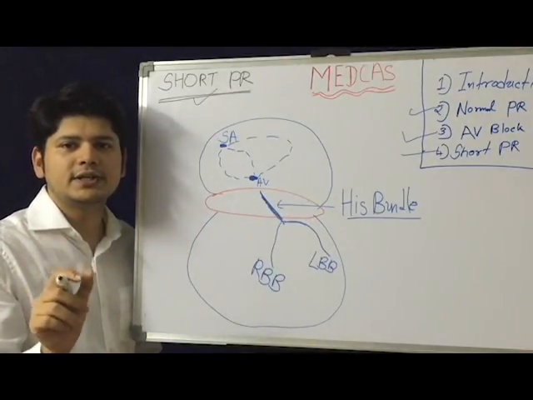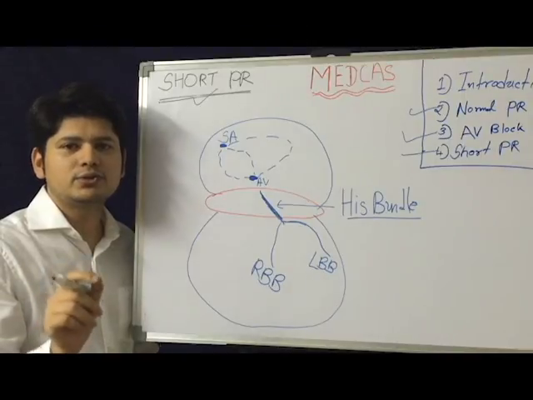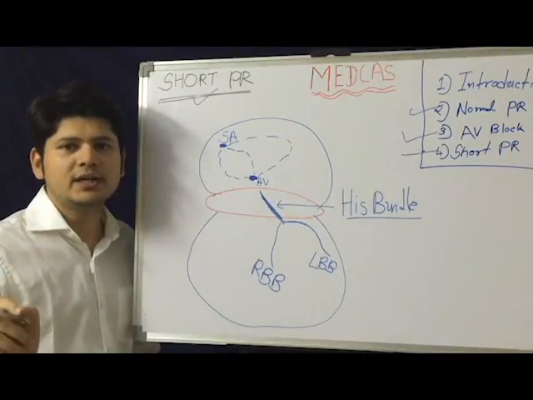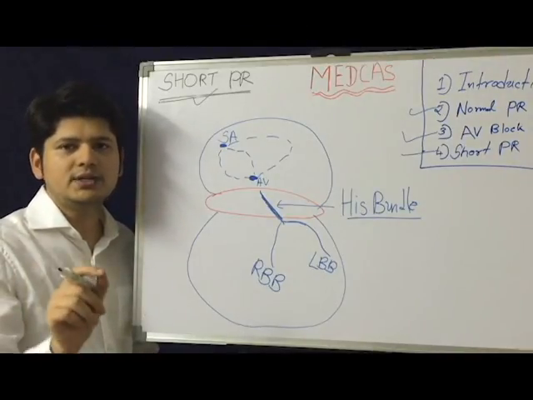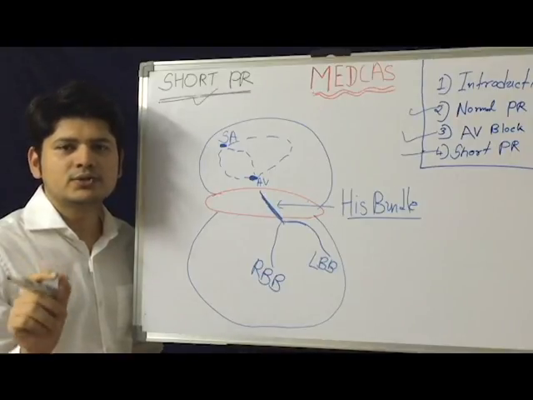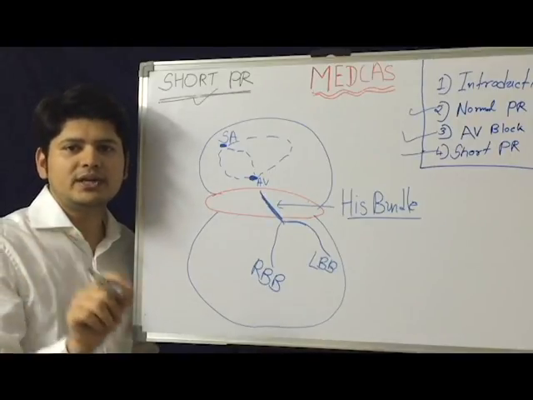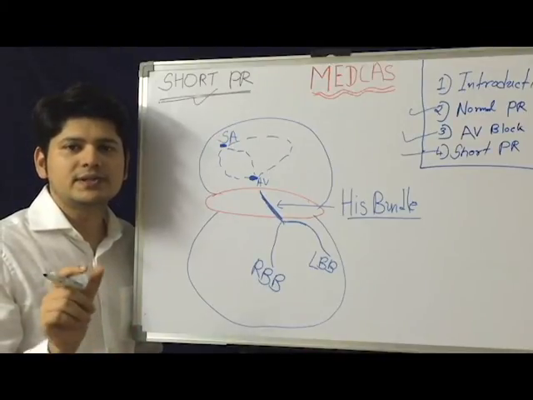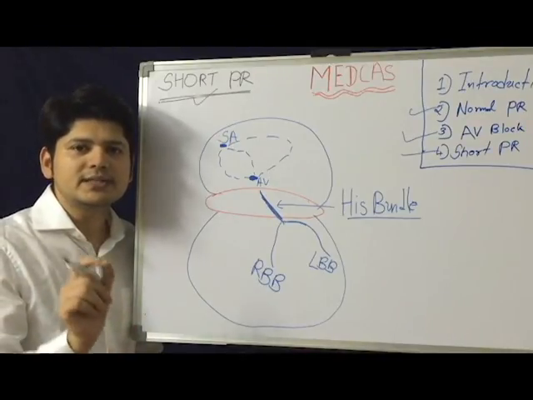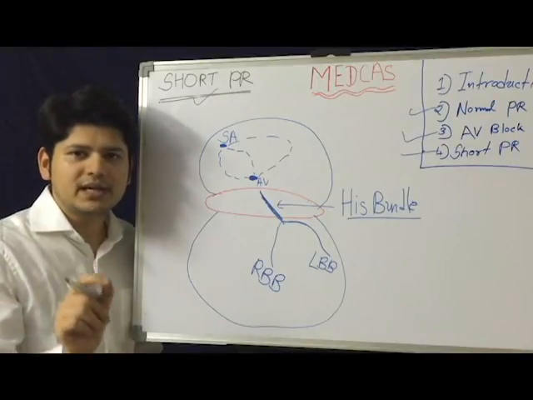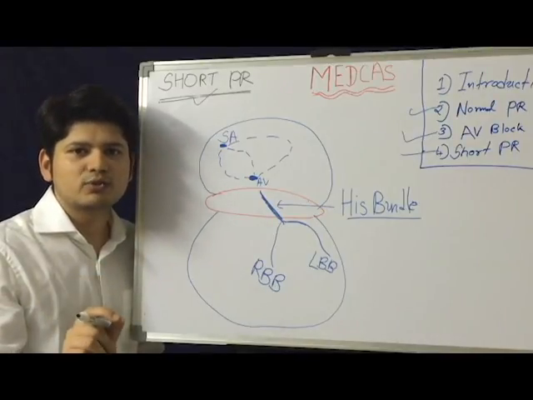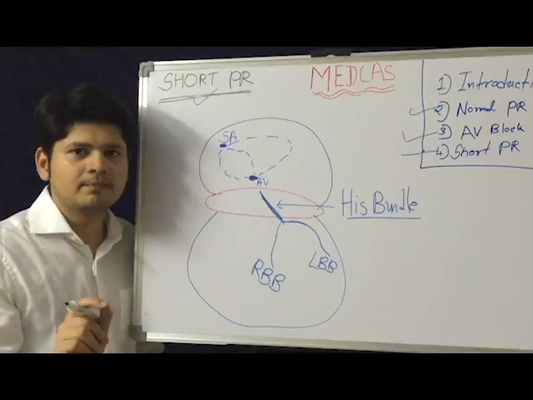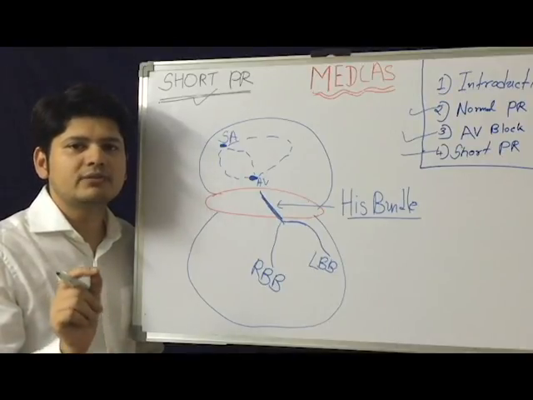Now we know physiologically the PR interval, which is due to the physiological AV nodal delay, is 0.12 to 0.20 seconds. That is normal. So anything less than 0.12 second is a short PR. On the ECG paper, 0.12 second is 3 small squares. So if the PR interval is less than 3 small squares, it is a short PR interval. Now let's understand how this PR will be shortened.